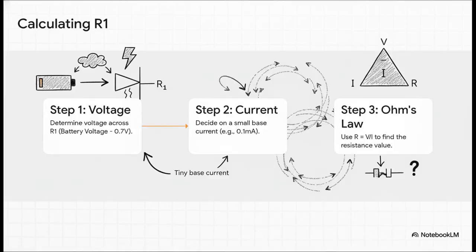So, to get that perfect 0.7 volts and just a tiny little control current, we use a resistor. Let's say we have a 9-volt battery. We know the transistor is going to use up 0.7 volts, which leaves 8.3 volts for our resistor.